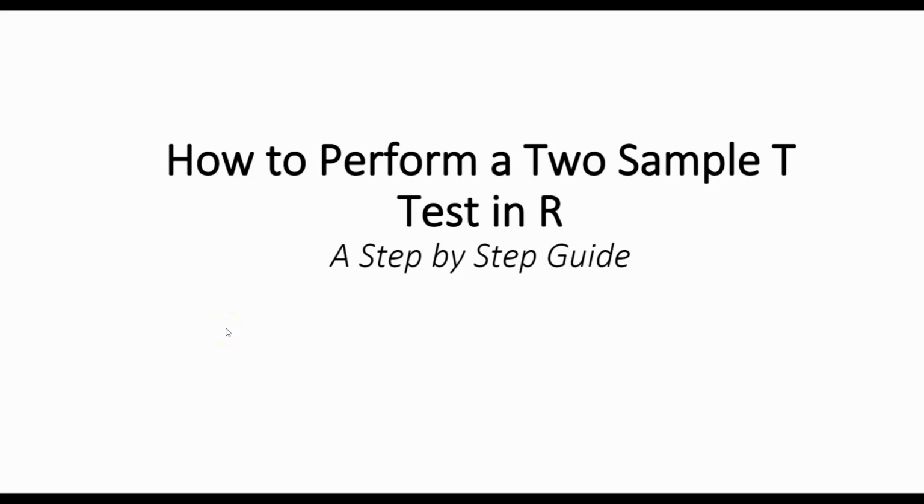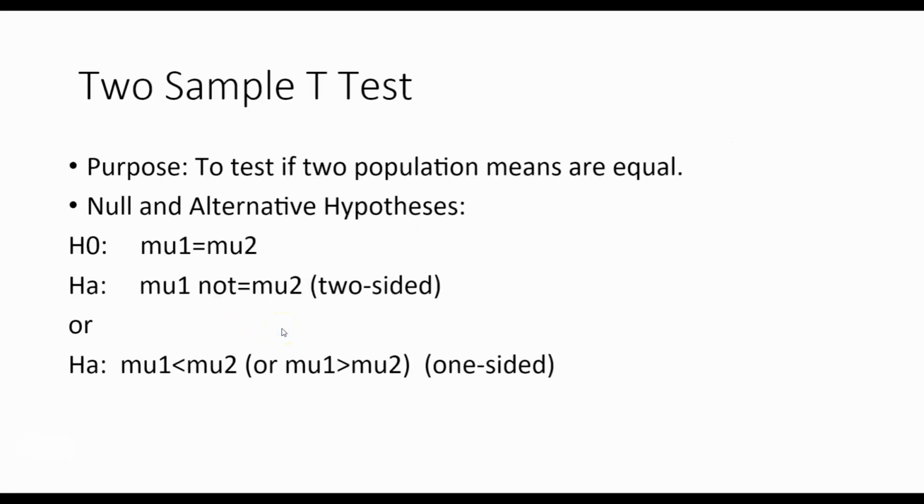Hi, in this video, I will show you how to perform a two-sample t-test in R step by step. Let's do a very quick review of a two-sample t-test. The purpose of the two-sample t-test is to test if two population means are equal.